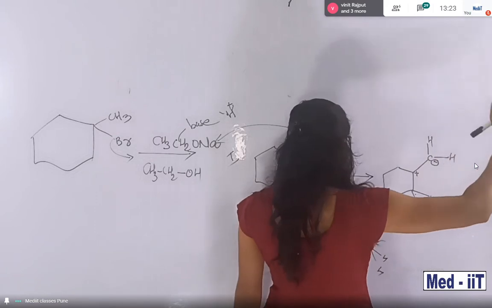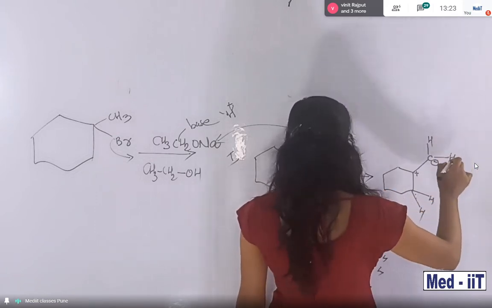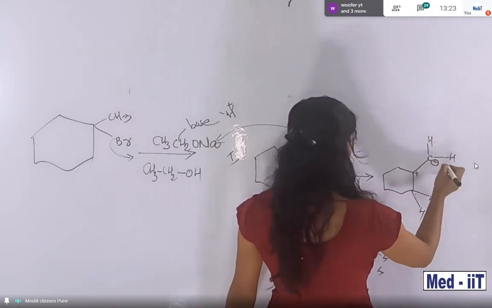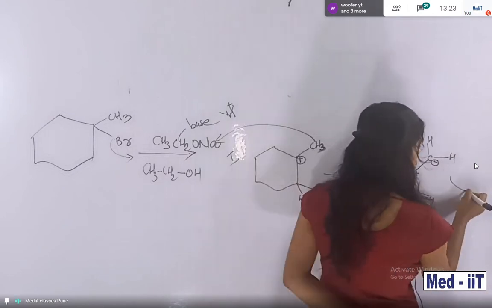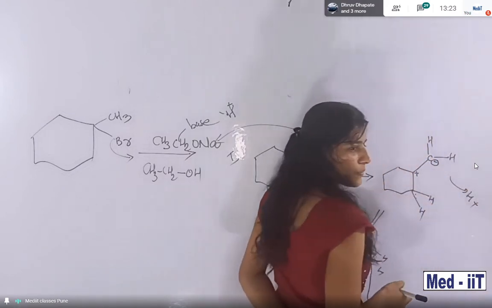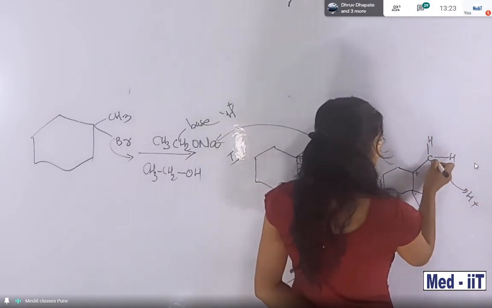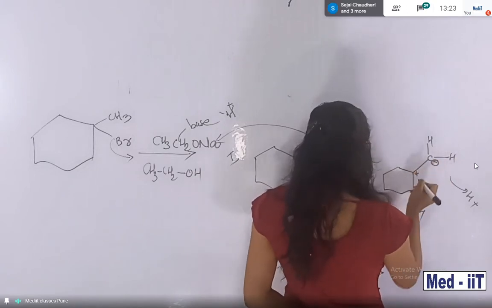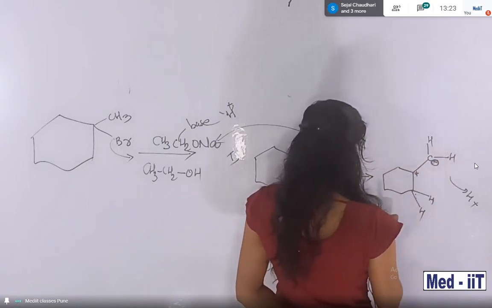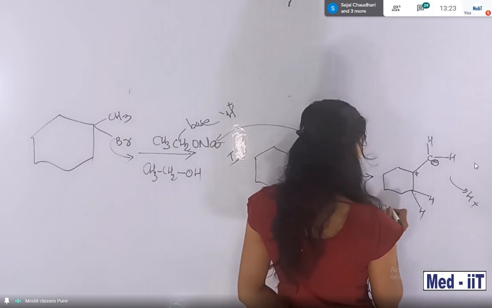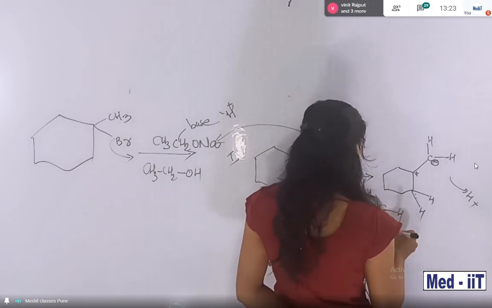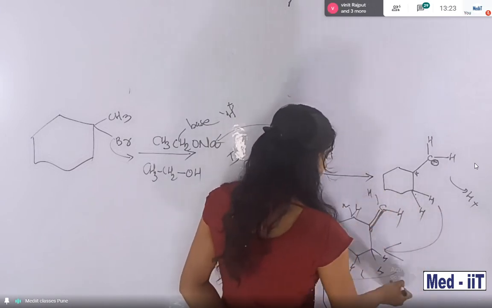It was already three hydrogen, so one hydrogen is eliminated. Only the proton, H plus, is eliminated, so a negative charge is there. This negative and positive charge create a bond. So the bond is there, and the remaining hydrogen is two hydrogen. So this is your first product.